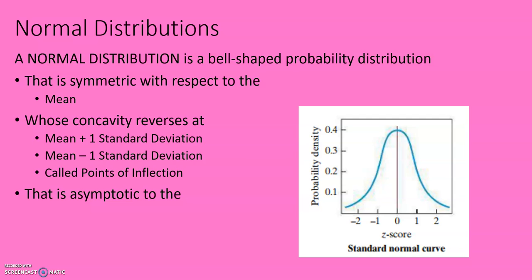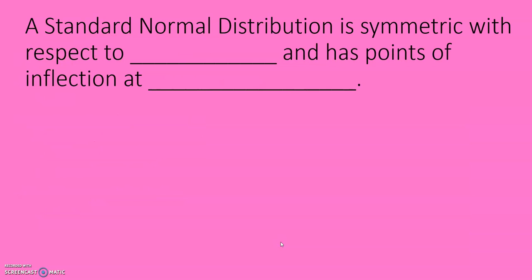It is asymptotic to the x-axis. The curve will never touch the x-axis. It will get closer and closer and closer, but it will never touch. The word is asymptotic. The x-axis is an asymptote. A standard normal distribution is symmetric with respect to 0 and has points of inflection at 1 and -1.